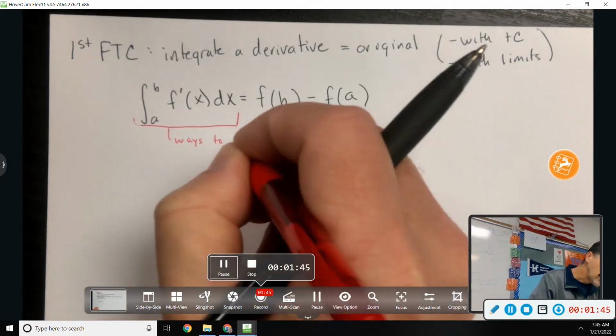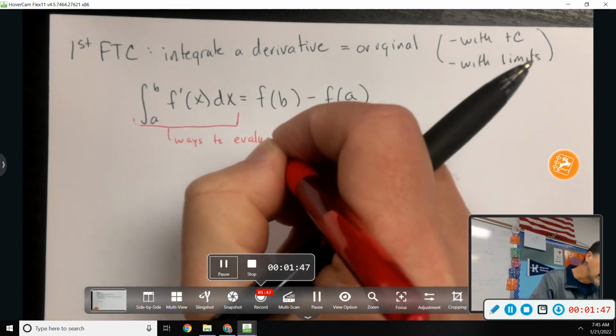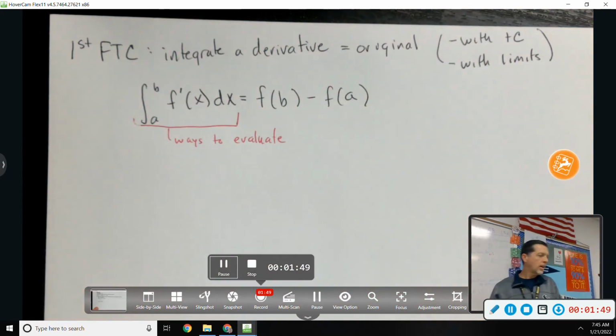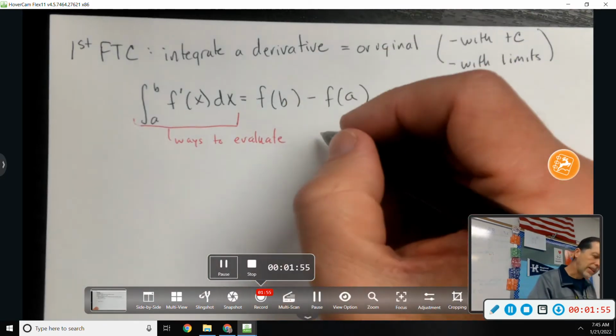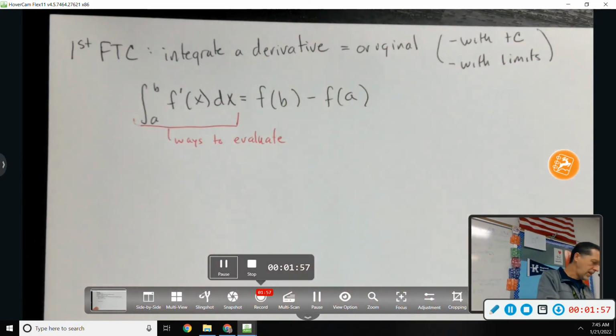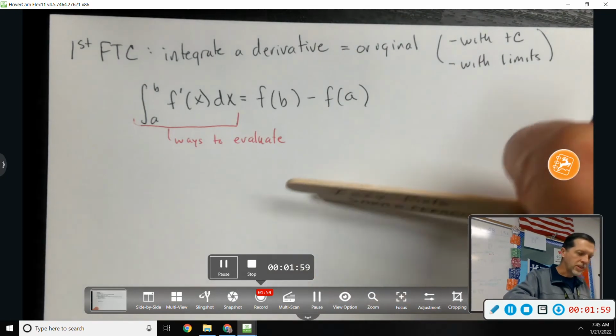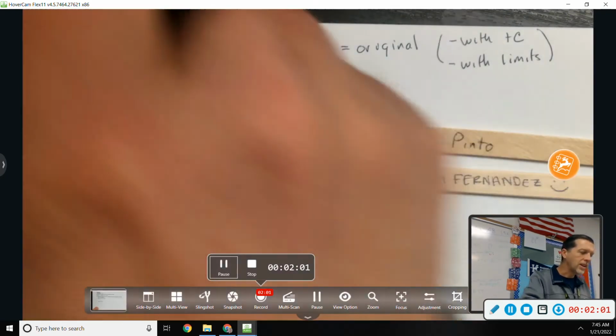And we said this already, but just a reminder, and we'll put it formally in the notes here. There are three ways to evaluate that. And there's only two popsicle sticks left. I'll pick a different one then.